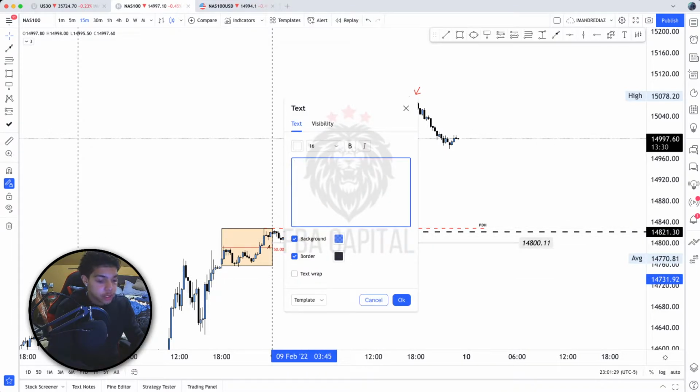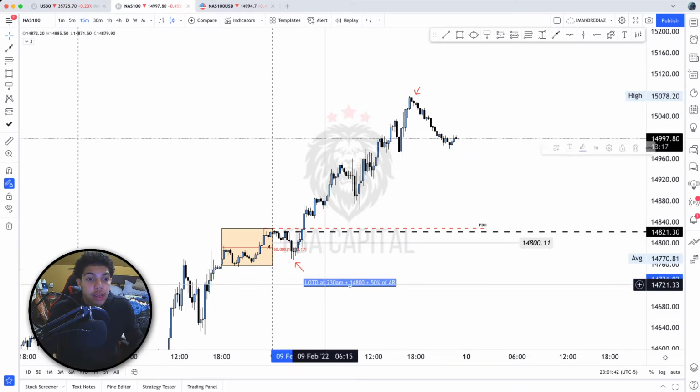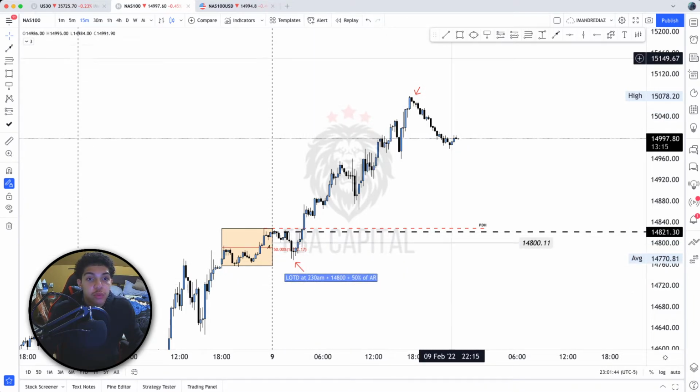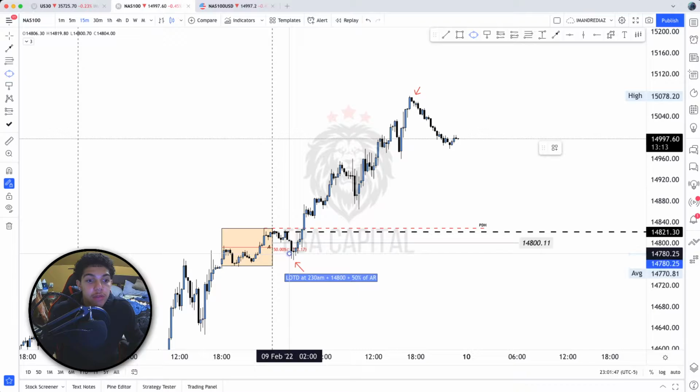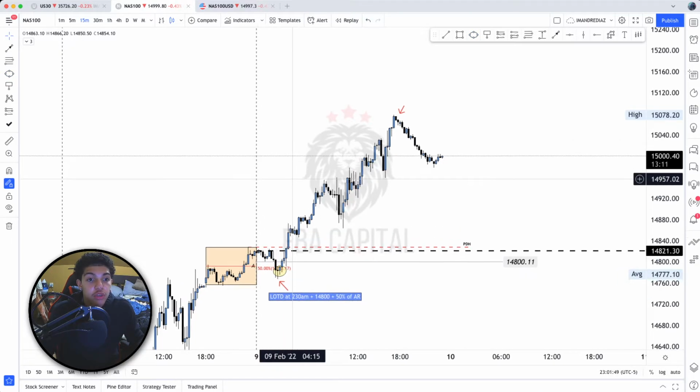So what am I going to put here? I'm going to annotate that this is the low of the day at, I'm going to say, 2:30 a.m. Plus we have this 14,800 rejection, and we also have the 50% of the Asian range. Now that is where we ended up having the low of the day, and from here price never traded back to here. Now this low is going to be very significant later on, and I'm going to show you why.